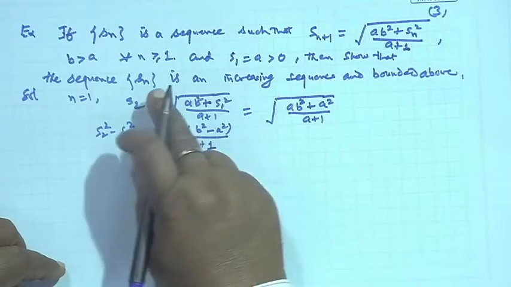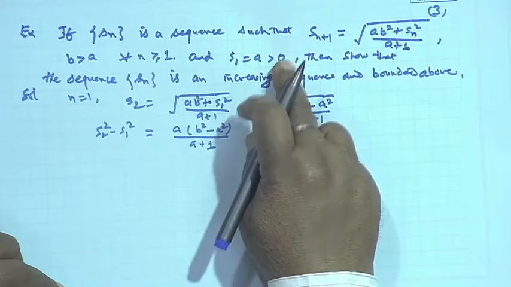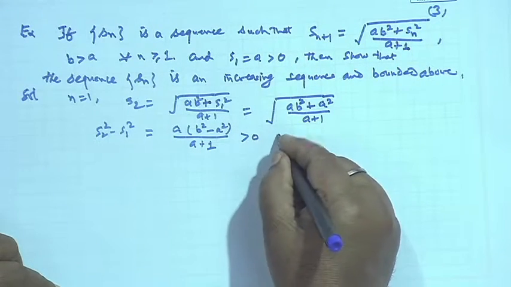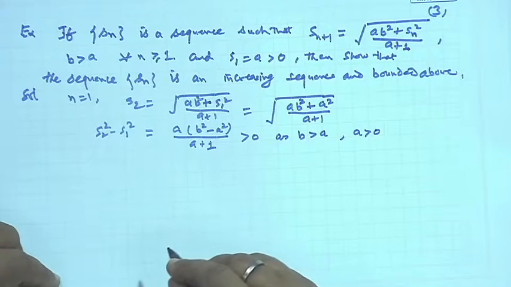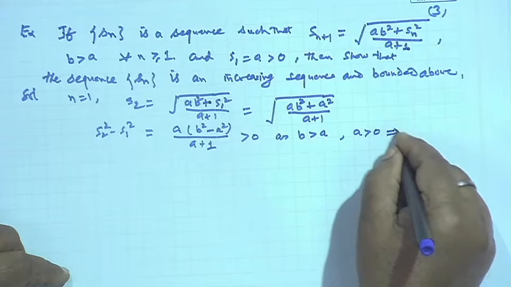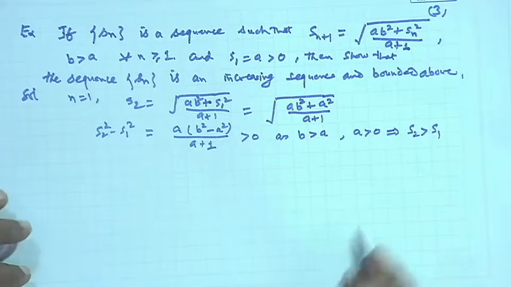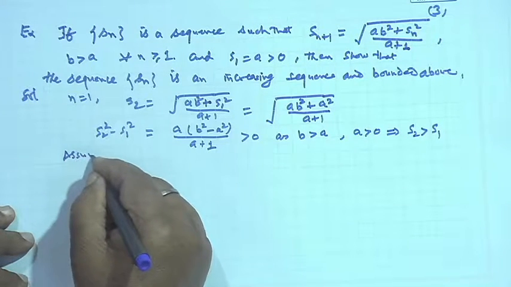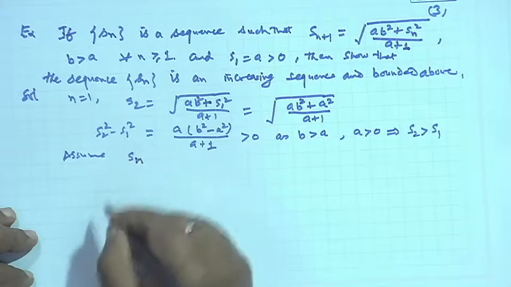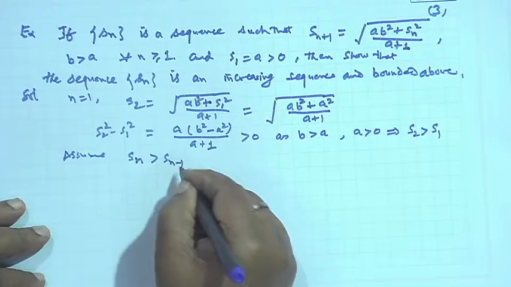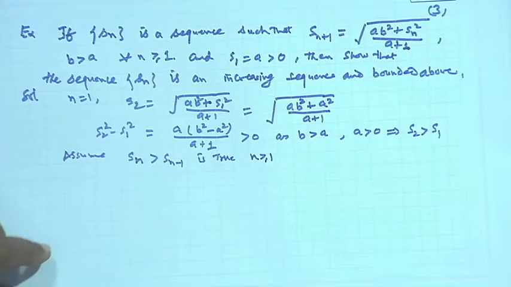Now, since B is greater than A, this part is positive. A is already given to be positive, therefore this is greater than 0, as B is greater than A is greater than 0. So this shows that S2 is greater than S1, first thing. Now, assume this result true, that Sn is greater than Sn minus 1 is true for n greater than or equal to 1.